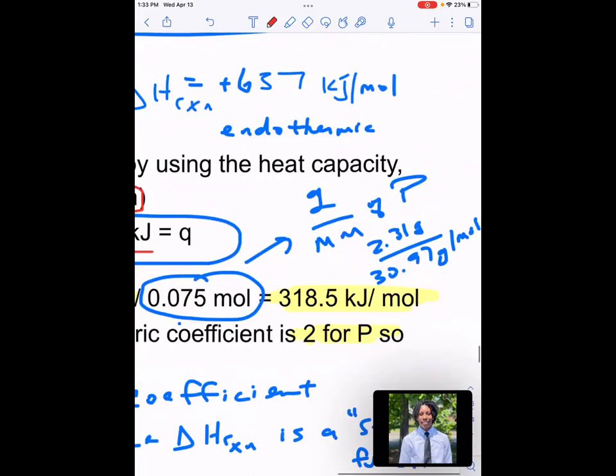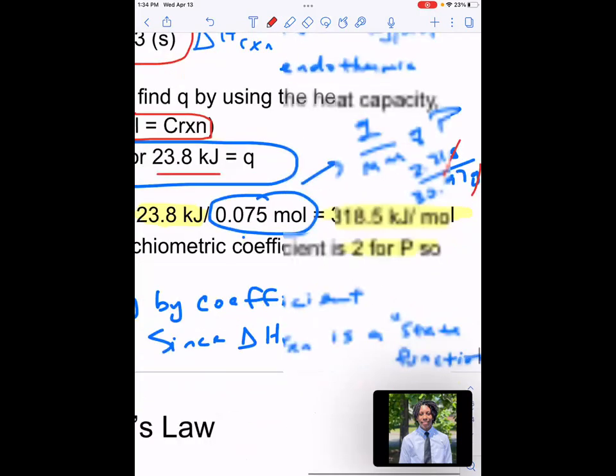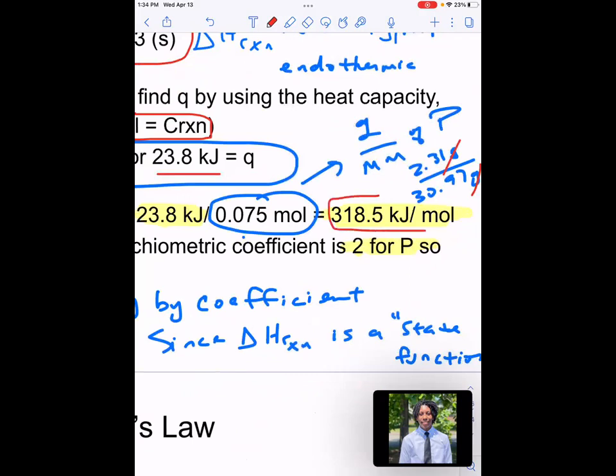All right, and then grams over molar mass. So 2.31 grams divided by 30.97 grams per mole. The grams are going to cancel. We'll be left with moles. So it's 0.075 moles. So that gives us this number, 318.5 kilojoules per mole. Now, that's fine.